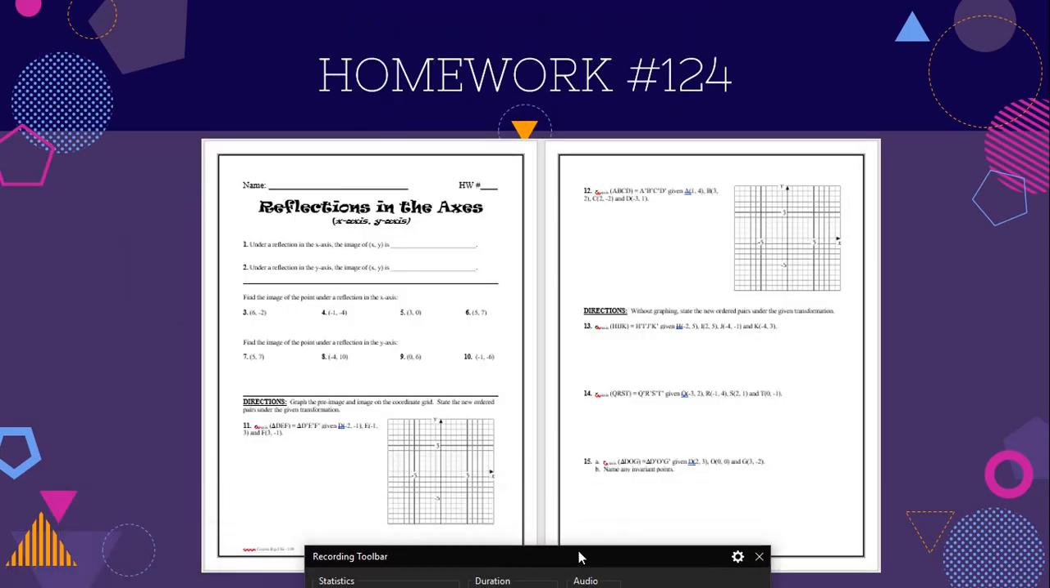The homework is in the round 3 packet. It should be 2 pages. It says reflections in the axes. Make sure you do a complete mapping in these white spaces. Sometimes the graph is required and sometimes it's not. This is homework number 124.